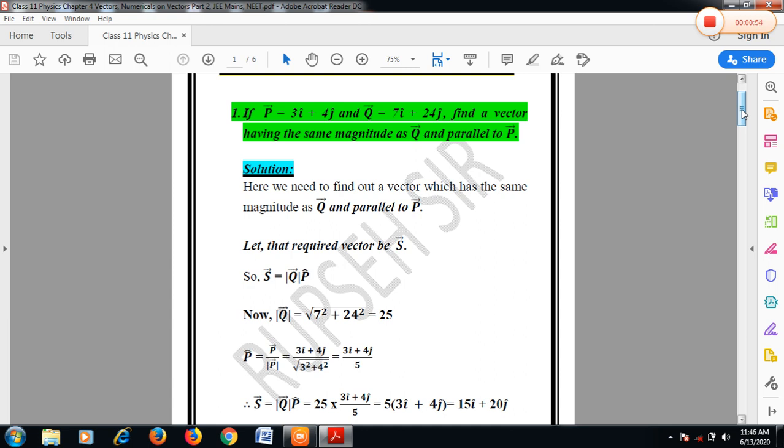Now mod of vector Q equals root over 7 square plus 24 square, which results in 25, and P cap equals vector P by mod P equals 3 i cap plus 4 j cap divided by root over 3 square plus 4 square, which results in (3 i cap plus 4 j cap) divided by 5. So we have vector S equals mod of Q vector times P cap equals 25 times (3 i cap plus 4 j cap) divided by 5, which results in 15 i cap plus 20 j cap.